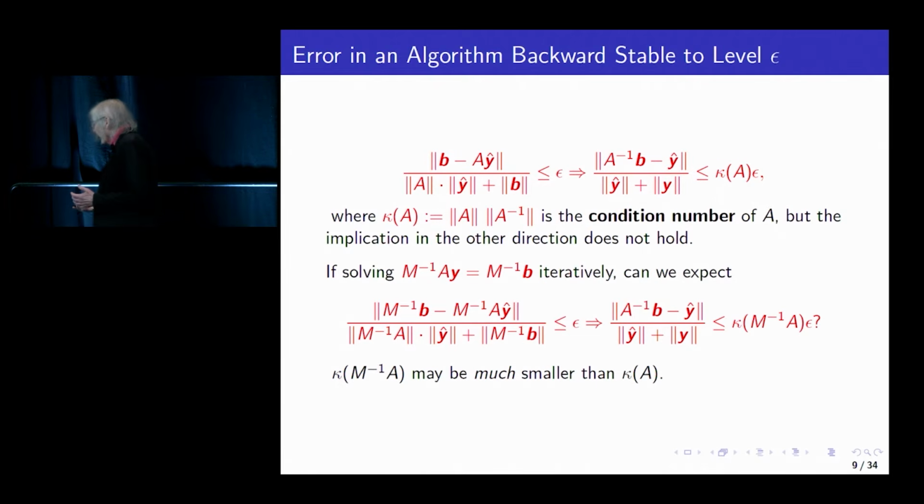Now, one question one might ask is, as I mentioned, we often have a matrix splitting or preconditioner. We could think of our problem not as solving Ax = b, but as solving M inverse A x = M inverse b. Could we then expect the relative preconditioned residual norm to be less than or equal to epsilon? That would imply that the relative error is less than the condition number of M inverse A times epsilon, and the condition number of M inverse A may be much smaller than the condition number of A. So we could get even better results, perhaps, with iterative methods.